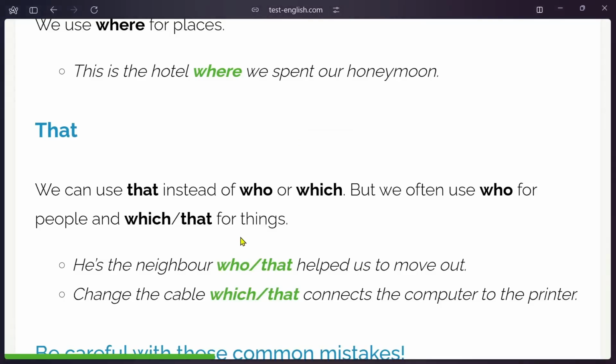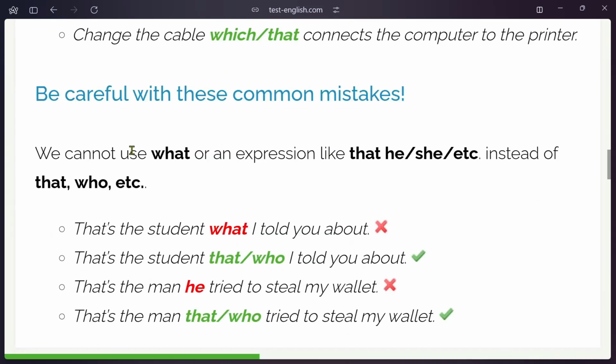So that can be used, but who is more often used for people. Now be careful, common mistakes. I think some of these you may identify with. We cannot use what or an expression like he, she, instead of that. Let's see what this means.